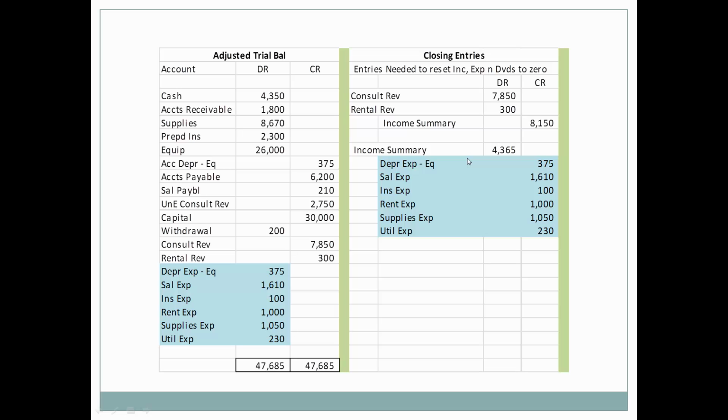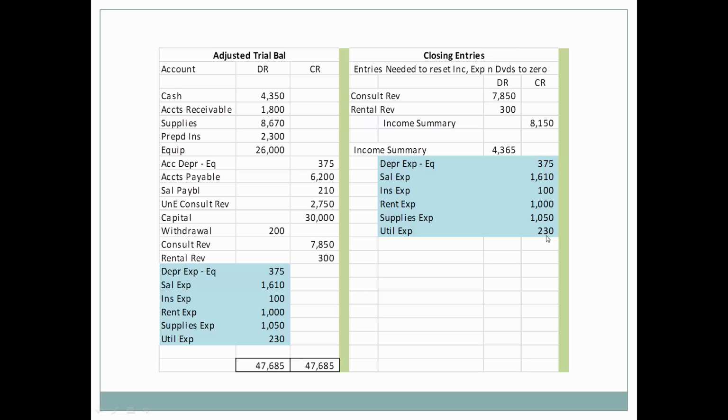Next, we're going to do the same thing for expenses. Expenses, as we can see from the adjusted trial balance, are all debit-based, which is their normal account balance. And again, normal account balance means what side, whether debit or credit, increases the account. So all of the expenses increase with the debit. So when we're closing them out, we're going to credit each one of these accounts.